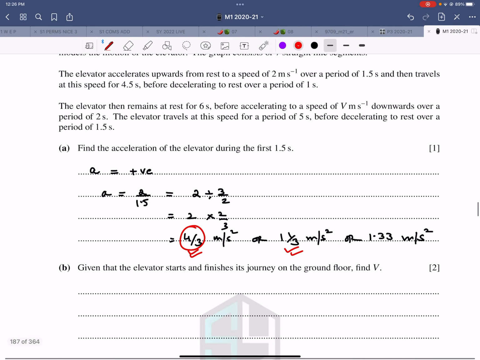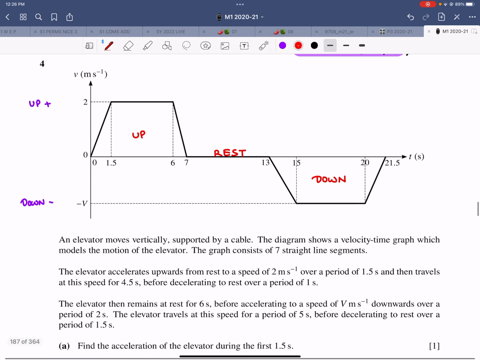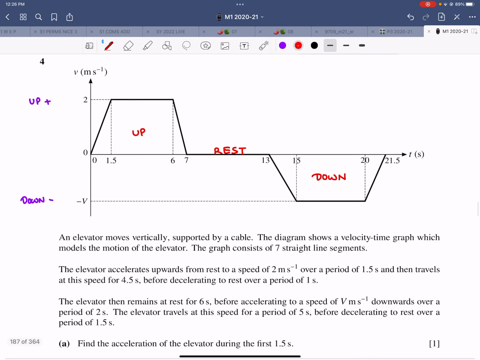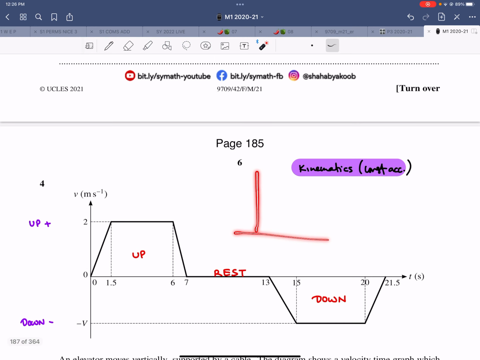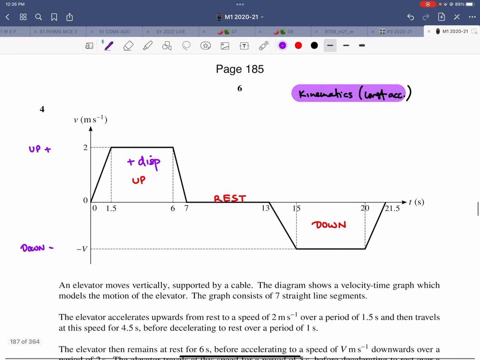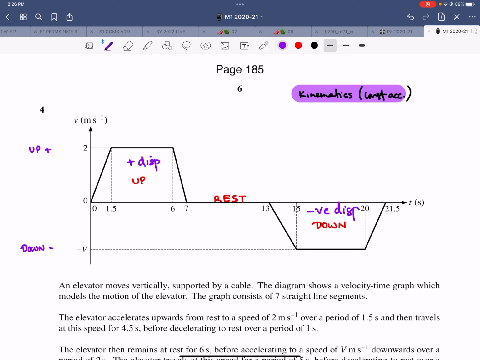Now the second thing: given that the elevator starts and finishes its journey on the ground floor, find v. What does it mean? It started from the ground floor. Let me call this the ground floor. And it went up, reached this position, and then came all the way down. That means the displacement is 0. We know that this part is positive displacement, and this part is negative displacement. And the area above the graph should equal the area below the graph.